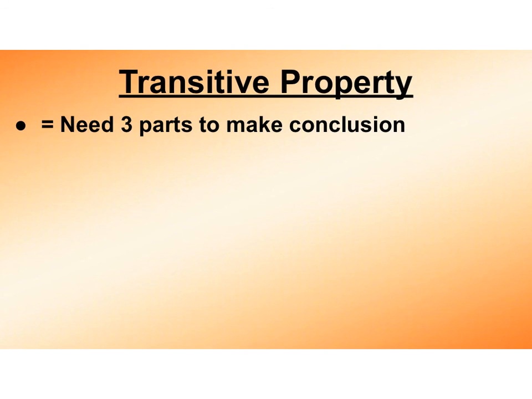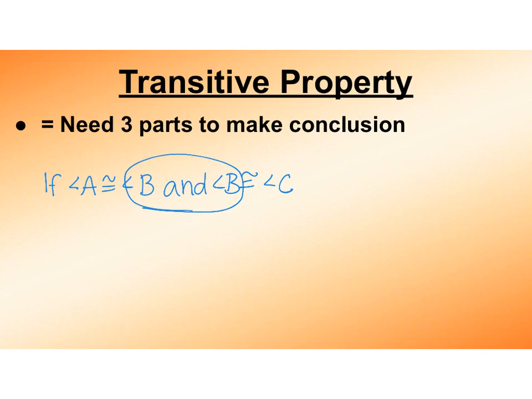Transitive property. You need 3 parts to make this conclusion. So if angle A is congruent to angle B and angle B is congruent to angle C, notice how angle B is the same. The middle piece is the same. Therefore, I could just jump over it and conclude then angle A must be congruent to angle C. So those are your 3 parts with your middle piece being the same, so you can conclude that A equals C.